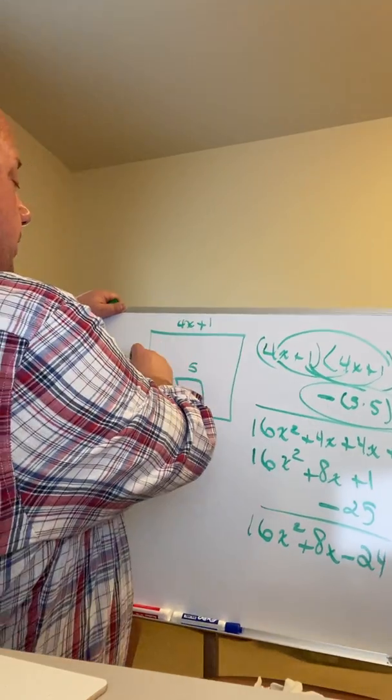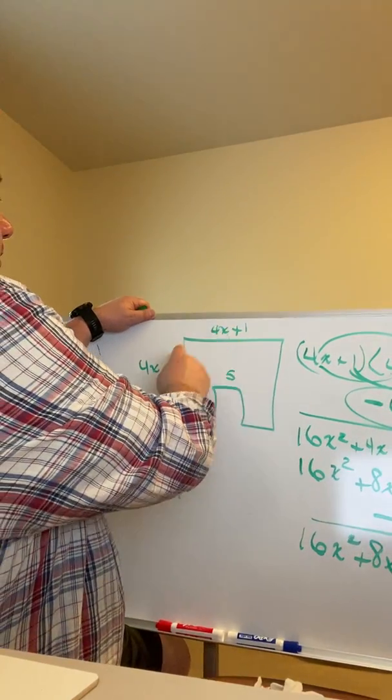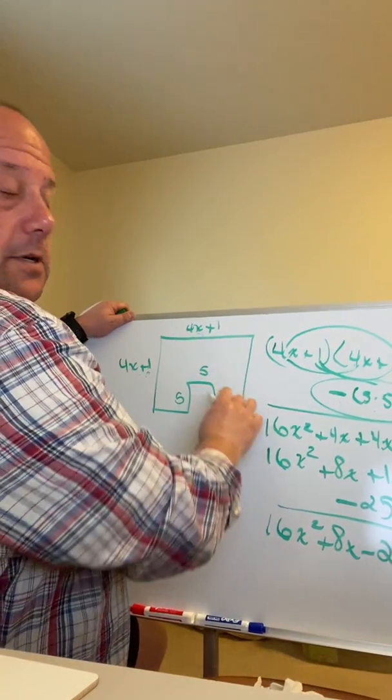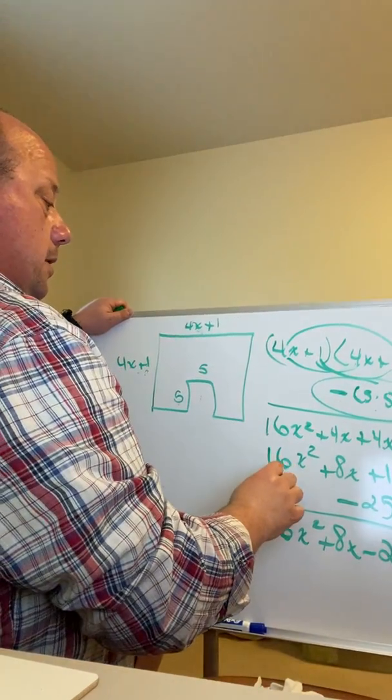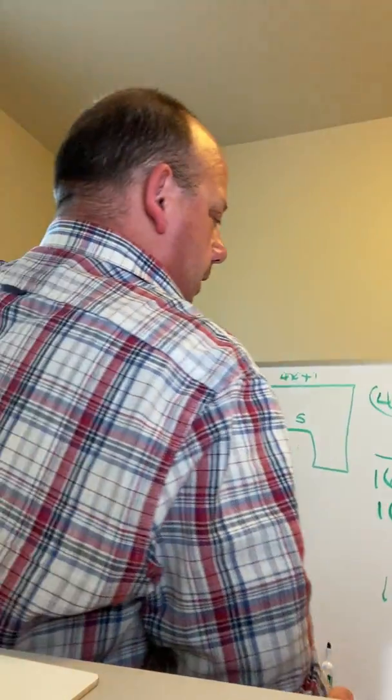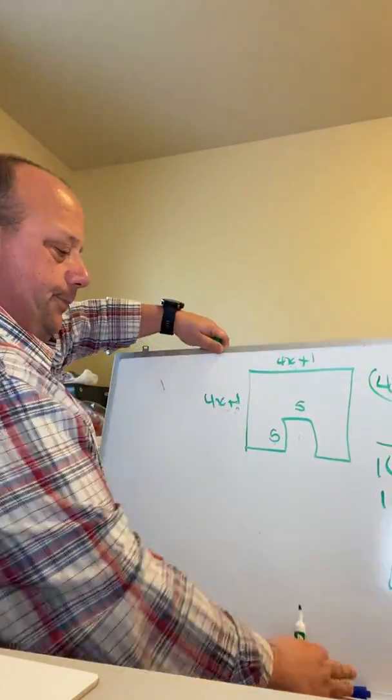You had to do the FOIL method to multiply the length times the width of the square. You had to do 5 times 5, which was the area of the square here, and then you had to subtract the trinomial minus the single 25.